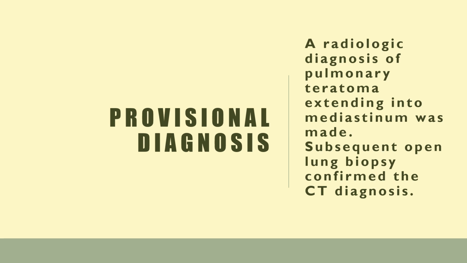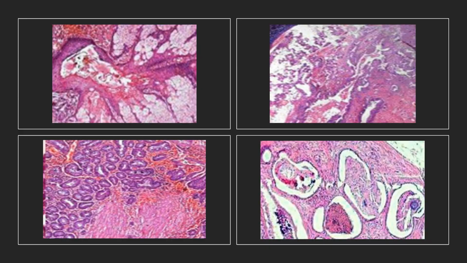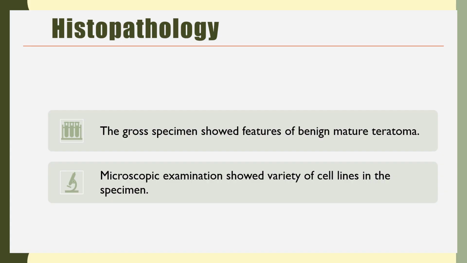So provisionally, a radiological diagnosis of pulmonary teratoma extending into the mediastinum was made. Subsequently, an open lung biopsy was done, which confirmed the CT diagnosis. Here are the histopathology slides. The gross specimen in the histopathology report showed features of a benign mature teratoma.